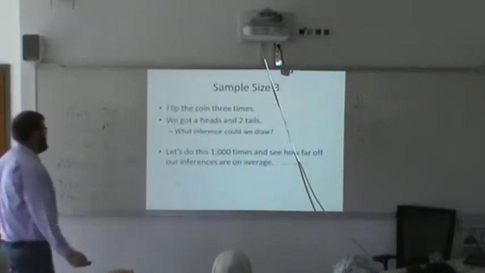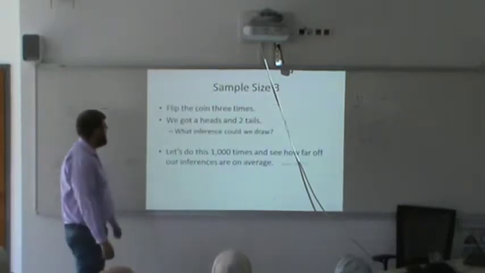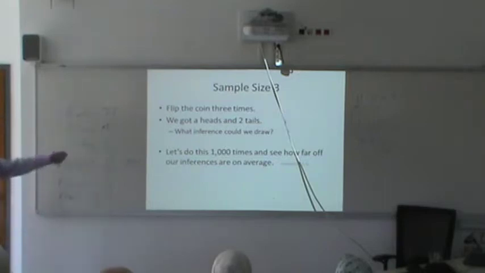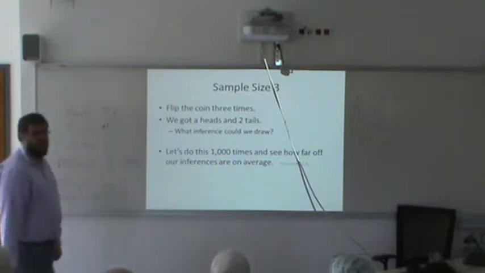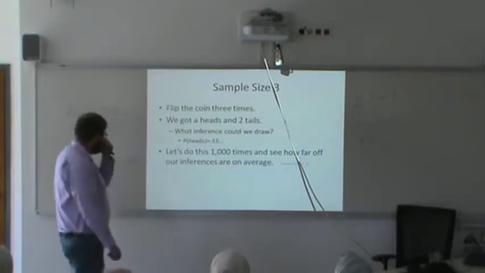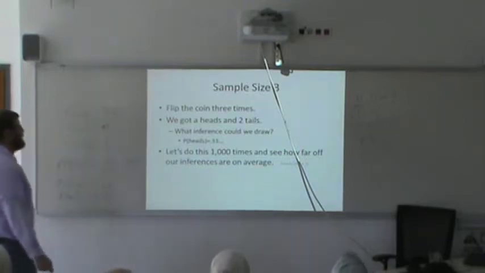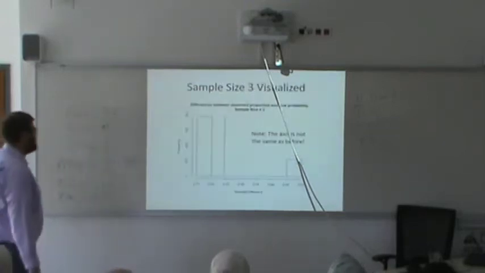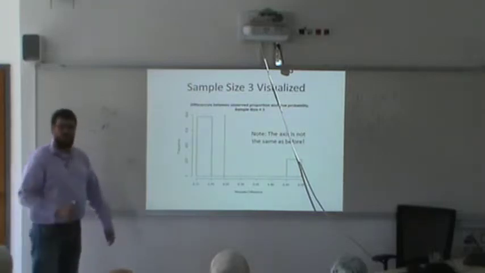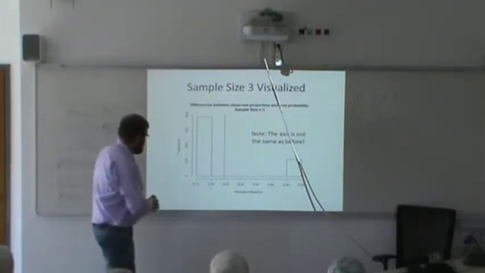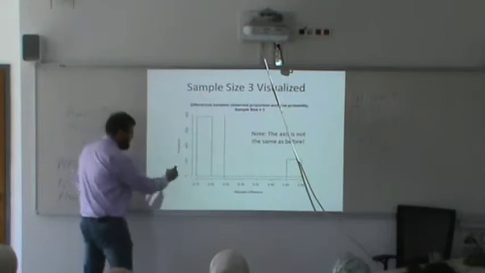All right, let's do it 3 times. We got a heads and 2 tails. If we got this, what inference could we draw? Probability of a heads is 1 out of 3, 1/3, 0.333 repeated. All right, so if we do this lots and lots of times, and we see how far off our inferences are on average, we get something like this.